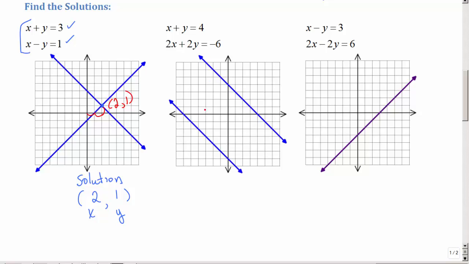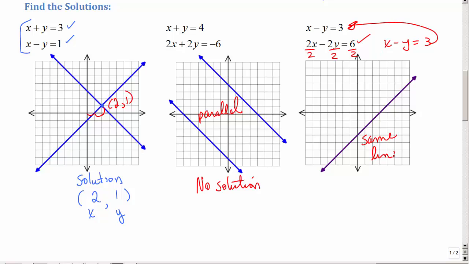Now these two lines look parallel to me. And so what's our answer? No solution. And believe it or not, this line and this line are the same. Let's see why. If I divide all of that by 2, don't I get the same line? So my answer, again, you can choose, but I'm going to say all the points on the line. Again, infinitely many solutions because the lines coincide.